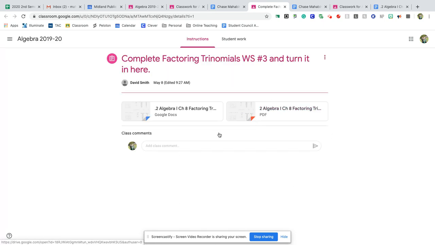Okay, so that should help with how to manage that worksheet situation that we're having. I'm going to post this to Classroom in just a second.